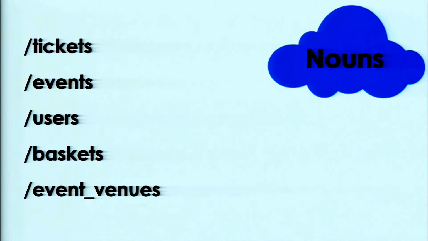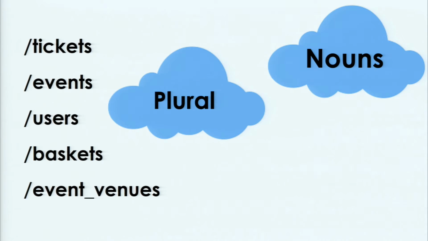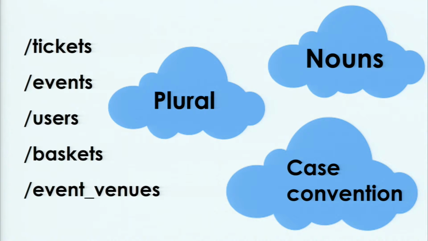You should notice that all of these resources are nouns, not verbs. Also, don't mix up singular and plural nouns. Keep it simple and use only plural. Use one case convention. There are 3 main case conventions: camel case, snake case, and spinal case. As Pythonists, we would probably pick the snake case. Also, avoid apostrophes, spacing, and other exotic characters.